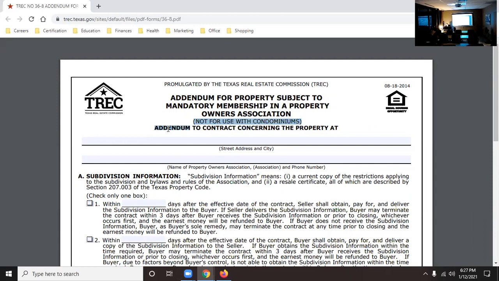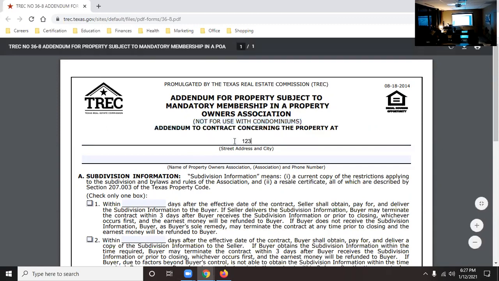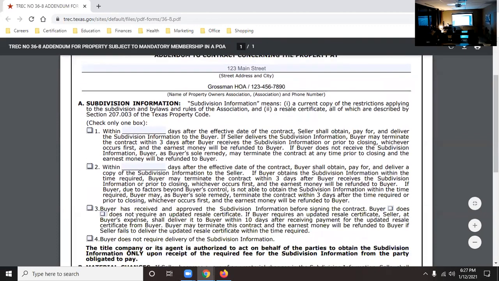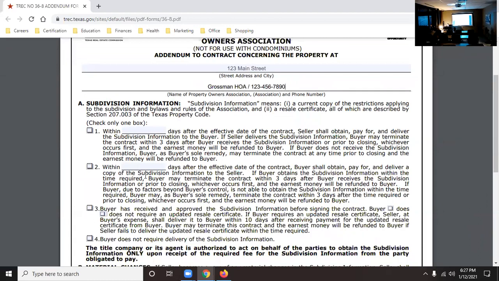Okay, so what you have to do, again, 123 Main Street, okay, the HOA, Grossman HOA, 123-456-7890. That's the phone number. Because I have to put the name and the phone number. Now what happens here is you have different choices. You have choice 1, 2, 3, or 4. If your client knows the HOA and is familiar with the HOA, they may tell you, I don't need nothing. I'm good without it. I don't care. I already know everything about that HOA.